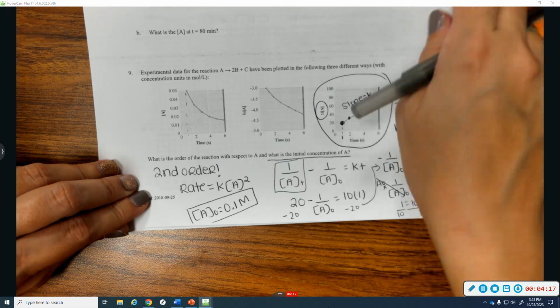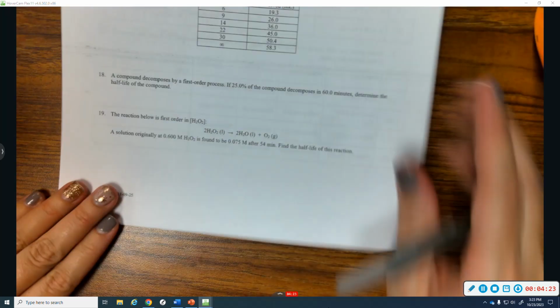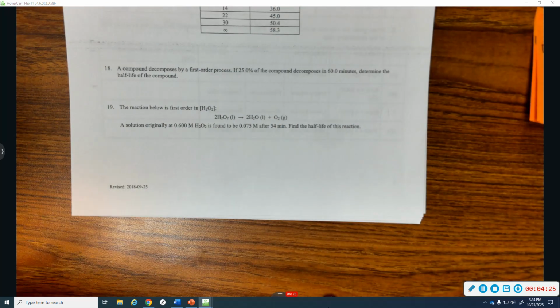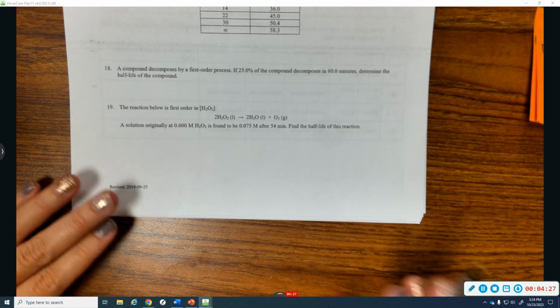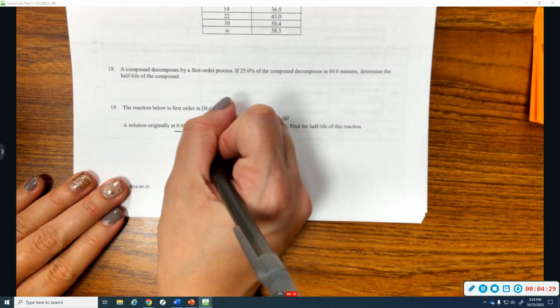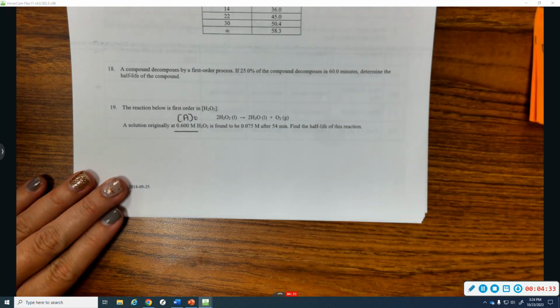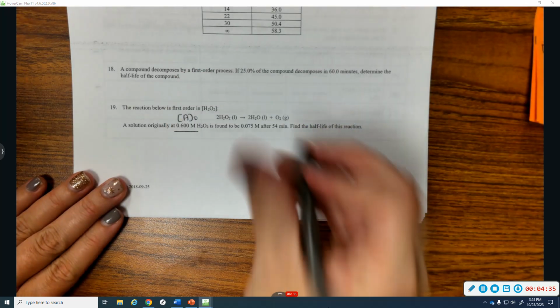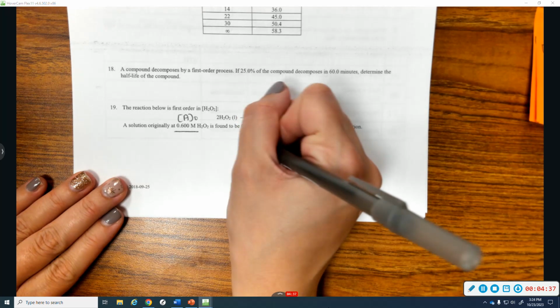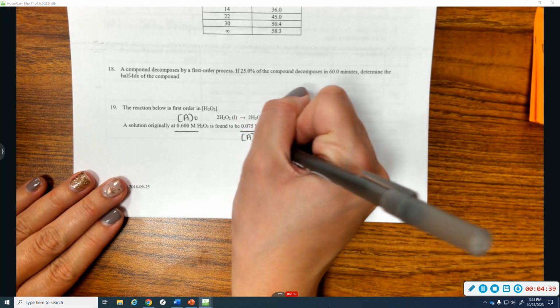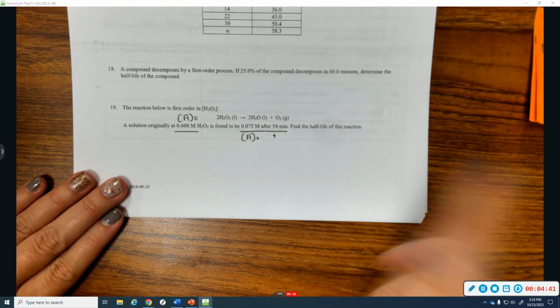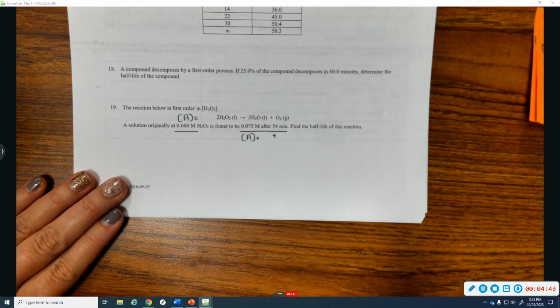I'm going to work another problem on this video. The one I want to work is a first order, and it is this number 19. So this reaction is first order. A solution originally at 0.6 M, so that is my [A]0. It's found to be 0.075 after 54 minutes. So there's my [A]t, there's my time. Find the half-life of this reaction.